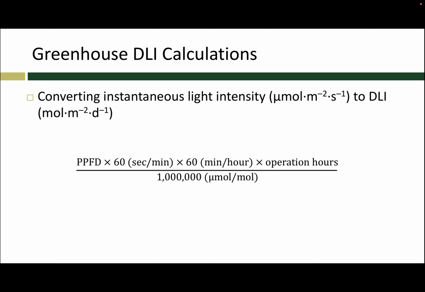equal to our photosynthetic photon flux density times 60 seconds per minute times 60 minutes per hour times our operation hours. Operation hours meaning how long are my lights on over the course of a 24-hour period. So that could be 12 hours, that could be 18 hours, however long those lights are on. And then I'm going to divide that by 1 million micromoles per mole. These are a bunch of conversions. There's 1 million micromoles in a mole, 60 minutes in an hour, 60 seconds in a minute. So you can see that we're just converting units to solve for our DLI, or backwards, our instantaneous light intensity, or PPFD.